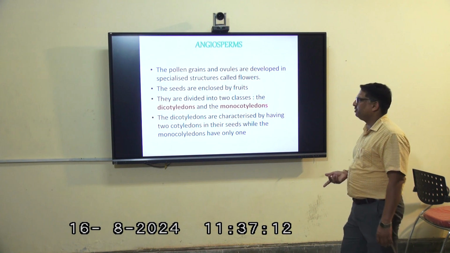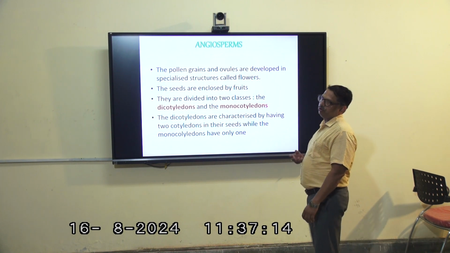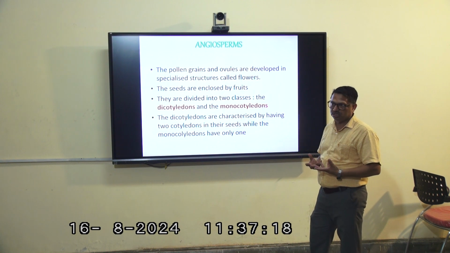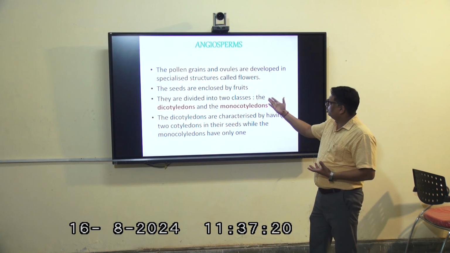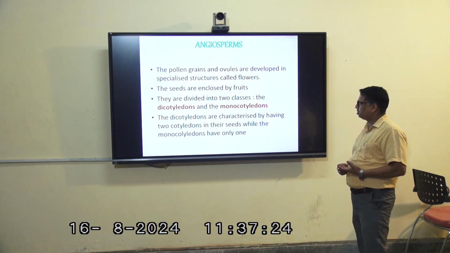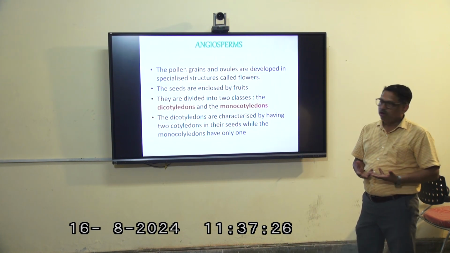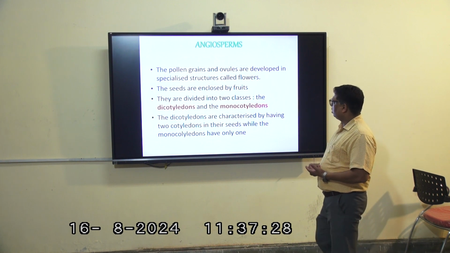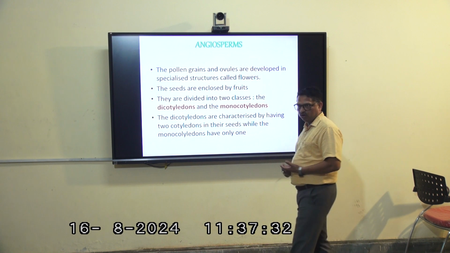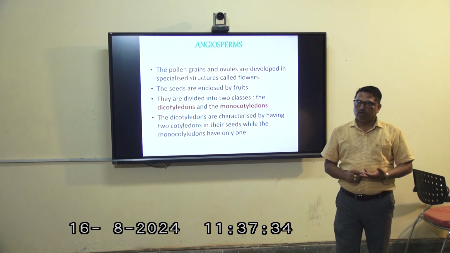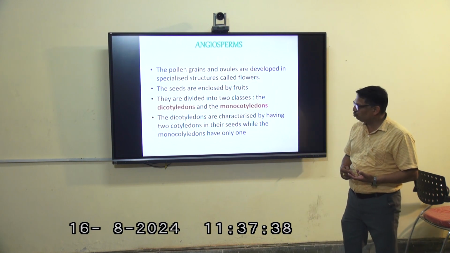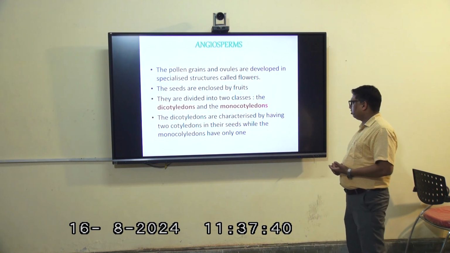Angiosperms are again a very complex category. Whenever we talk about the higher plants, this is the most important group among them. The pollen grains and the ovules in angiosperms develop in specialized structures, the flowers. Seeds are enclosed by fruits, and they are divided into two classes, dicotyledons and monocotyledons. Those that have one cotyledon are called monocotyledons, and those that have two cotyledons are called dicotyledons.